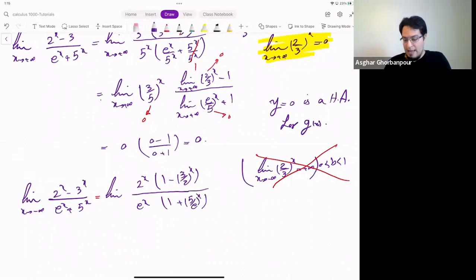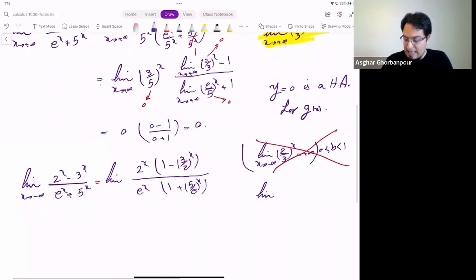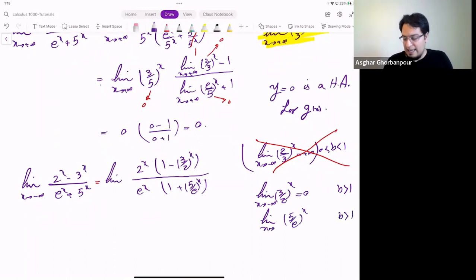Okay. And now see, 3 over 2 is a base bigger than 1. And for a base bigger than 1, as x goes to negative infinity, this is 0. A similar thing is 5 over e. 5 over e is a number bigger than 1. And as x goes to negative infinity, this exponential function is going to be 0.